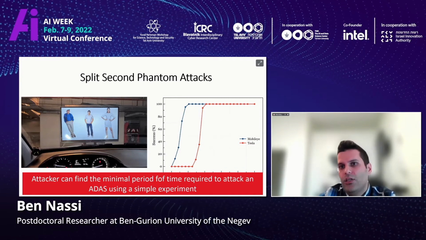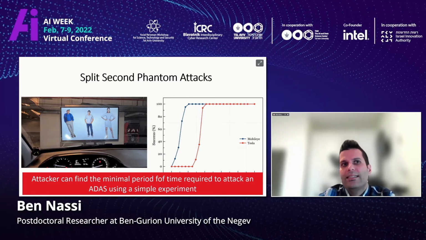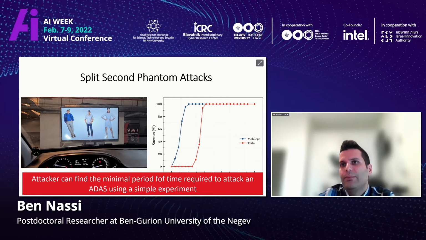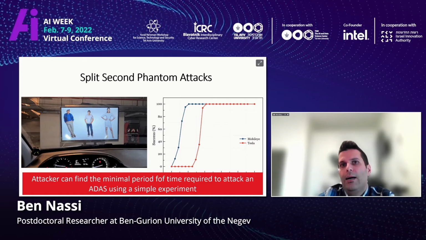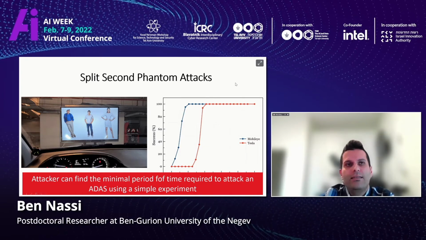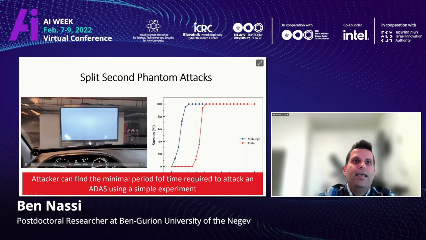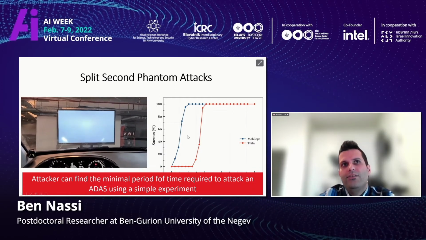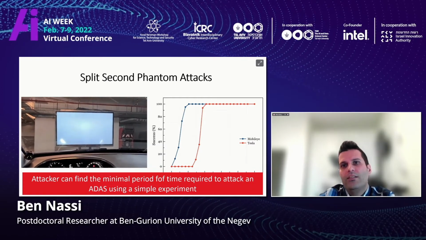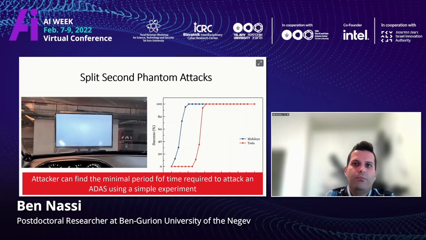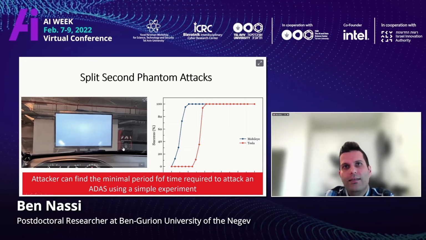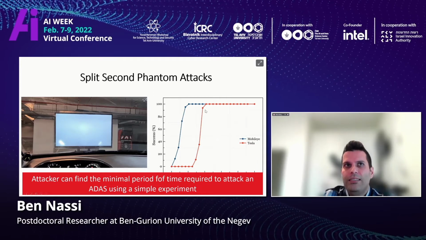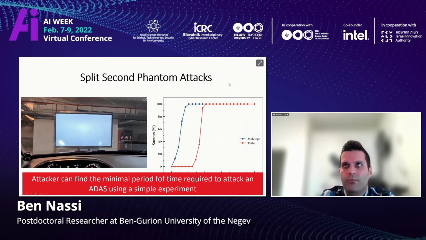This is an additional experiment that we did where we show how attackers can find the minimal period of time required to attack an advanced driver assistance system using a simple experiment that anyone can apply. As you can see, we took a television and projected phantoms on the television in different periods of time. We tried to measure the success rate of the attack as a function of the period of time needed to project this type of phantoms.